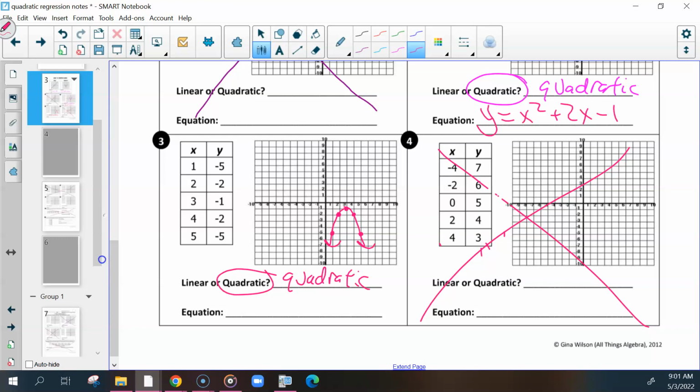Without finding this equation, we know that the A value is going to be positive or negative based on how this looks. Negative. Now we just have to find what those things are.